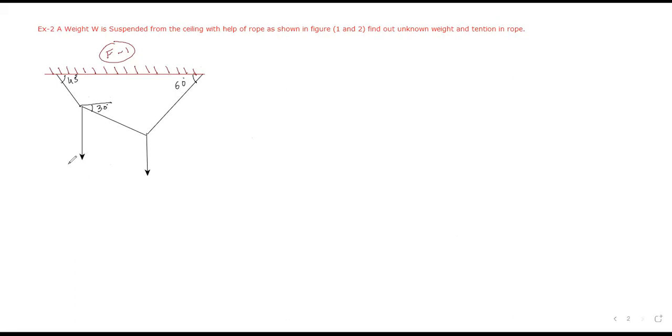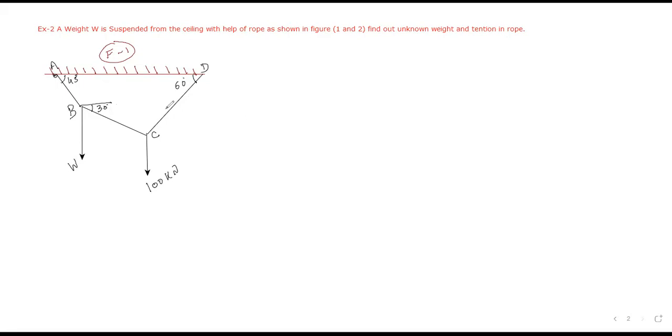Students, this load is W and this load is 100 kilonewton. And given that this is your point A, this is your point B, this is your point C, and this is your point D. I hope it is clear to all of you. Please confirm in chat box. Now what we have to do, we have to calculate tension in rope and unknown weight W.